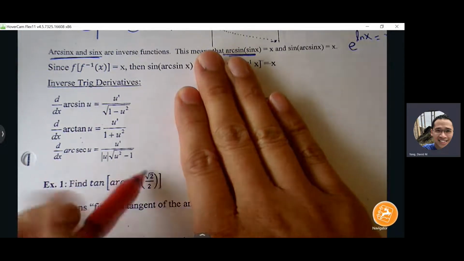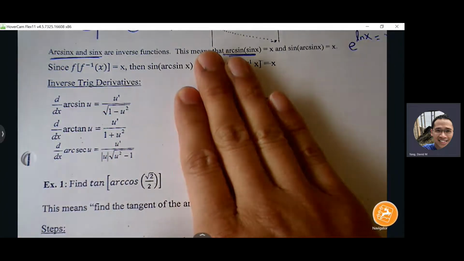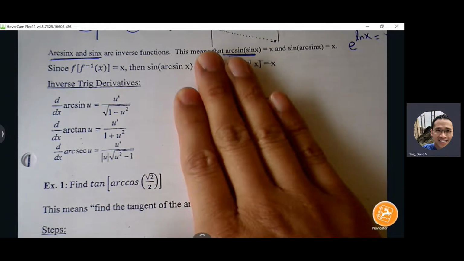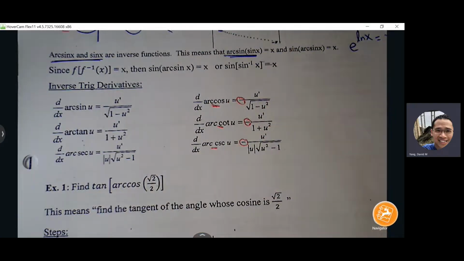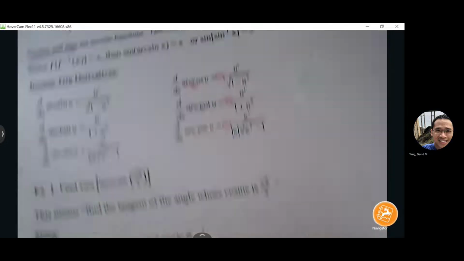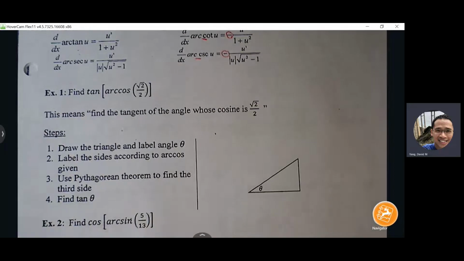Okay, and I'll talk about a strategy that I use by comparing similarities and using the similarities to help me build my 3 derivative rules. If I know these 3, then I know I can figure out these 3 just by putting negatives next to these derivative rules. But first, let me do some trig review, and then we'll look at some derivative practice.